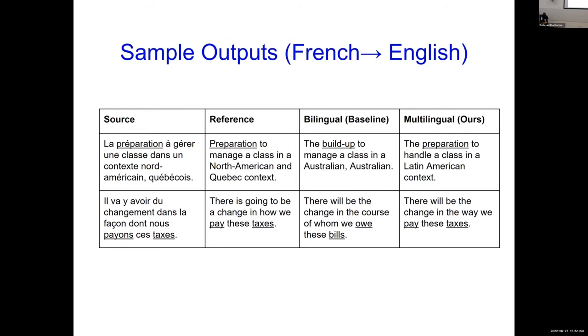The next sentence is also French, and the reference is: there is going to be a change in how we pay these taxes. The baseline gave: there will be the change in the course of whom we owe these bills, not making very good sense. The multilingual system gave: there will be the change in the way we pay these taxes. This is quite good, almost perfect. Of course, there are many bad translations also, but multilingual unsupervised setting where cross-lingual embedding is exploited could show interesting results.